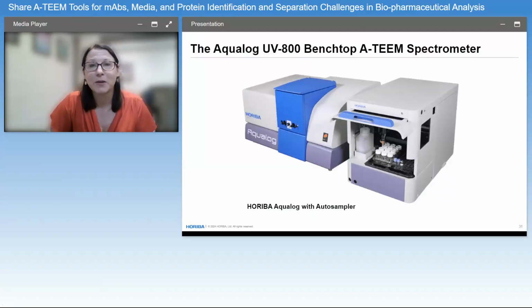First is the A-TEEM spectrometer. This is called the Aqualog UV800. We also have an auto sampler shown here, and we have a 10 milliliter version for vials of 10 milliliters, or 2 milliliter vials for smaller volume samples. And this is used if cuvette-based measurements just are not practical for your lab, if you have a lot of solutions you need to go through.